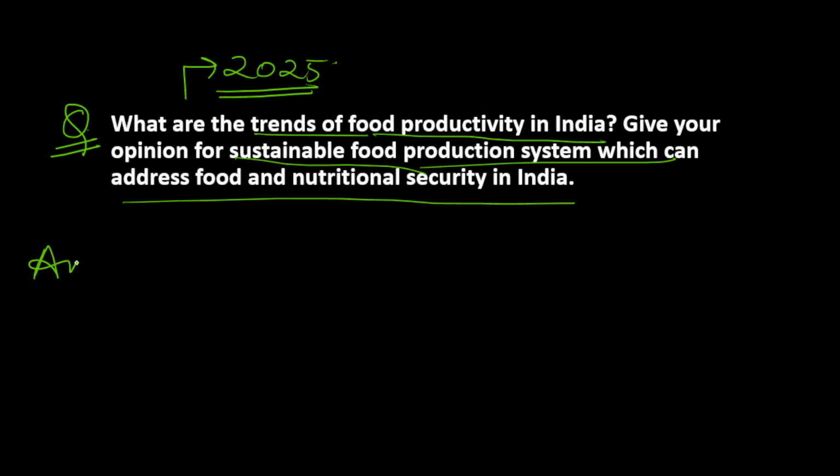You can divide the answer into two parts. In the first part, we have to discuss the trends of food productivity in India, and in the second part, we have to give our opinion on sustainable food production systems which address food and nutritional security in India.